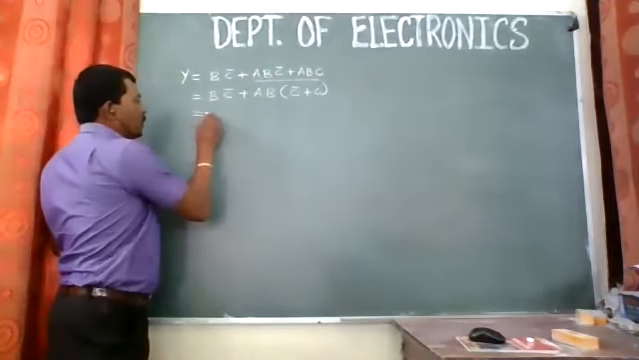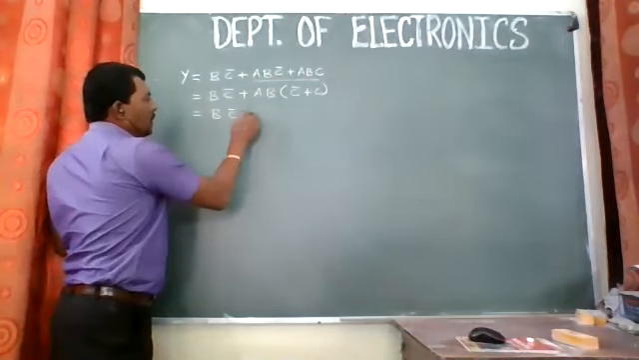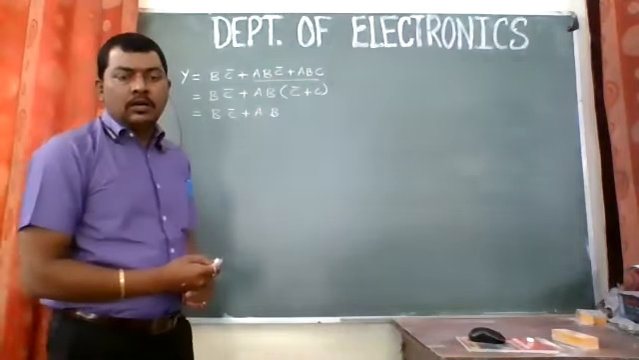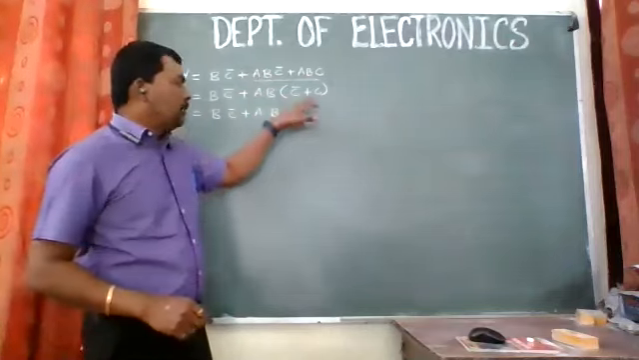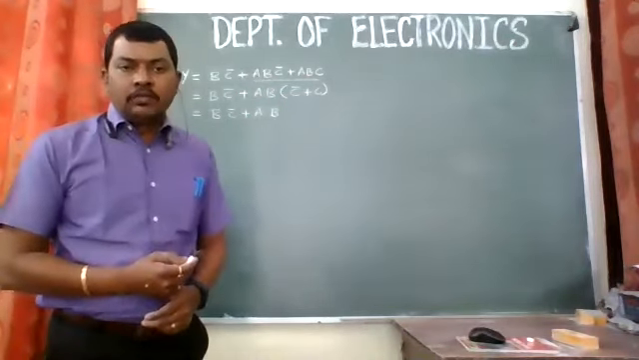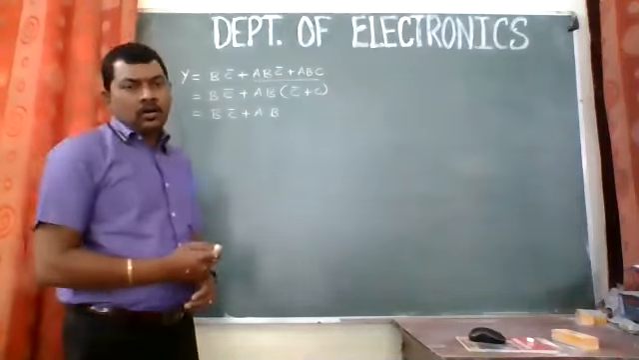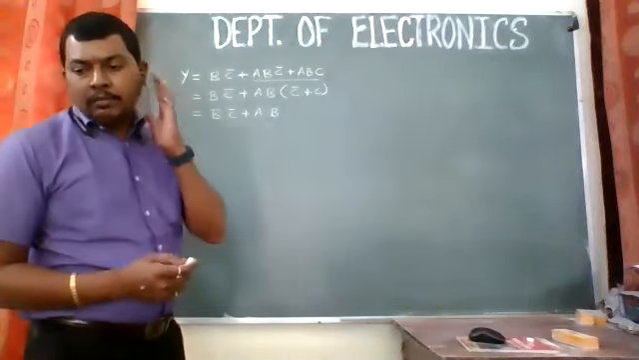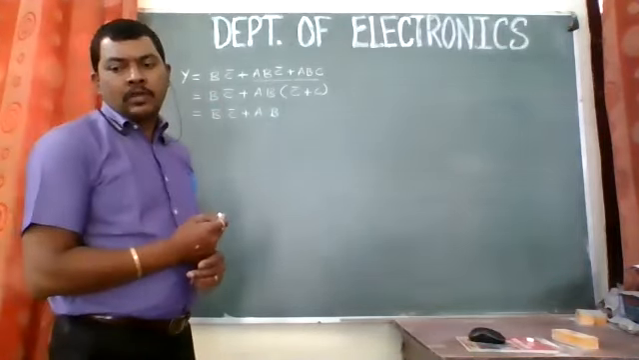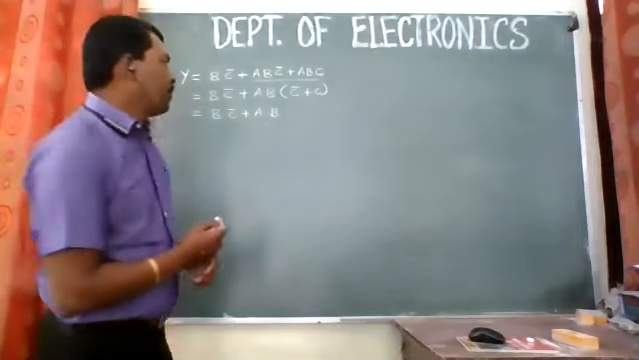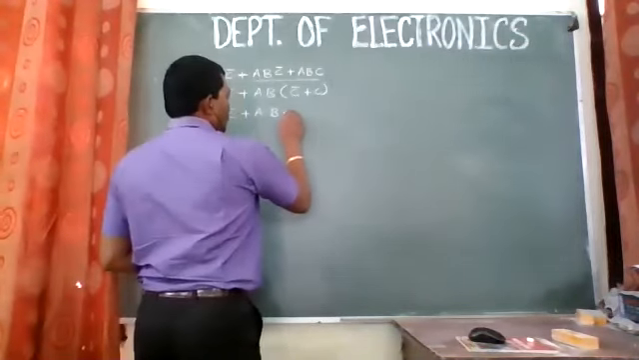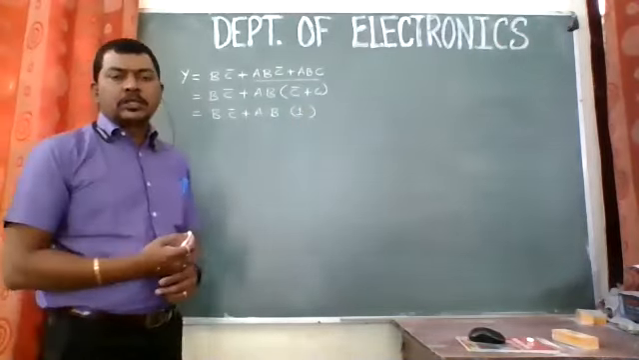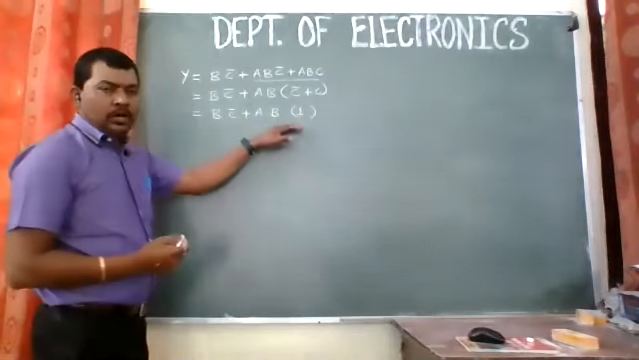Next, we have B C bar plus A dot B times the bracket. Now can you tell me what is the law? C bar plus C, what will it give you? Actually it is the OR law. Anybody can reply if you remember that. I'll write it for you. It will give you 1. So C bar plus C is equal to 1, and I am putting 1 over there.